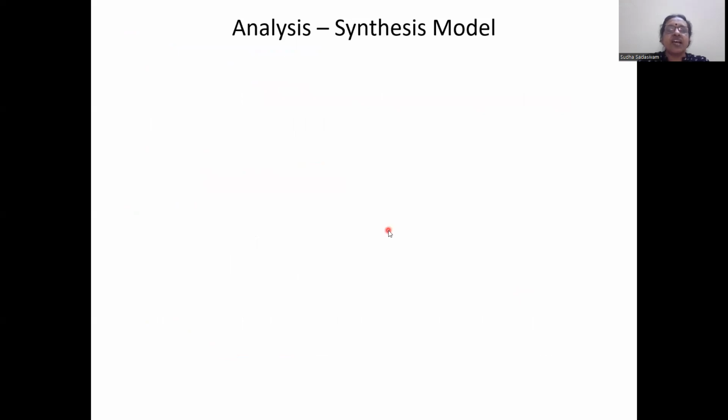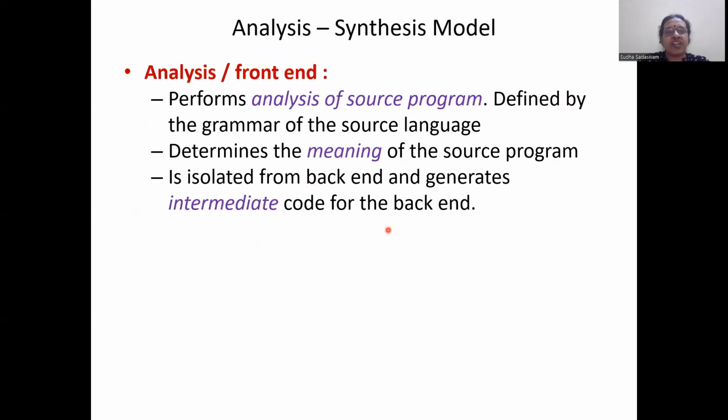So we will see the analysis synthesis model of the compiler. The first phase is called the analysis phase, or also the front end of the compiler. It performs the analysis of the source program. This analysis is defined by the grammar of the source language. It determines the meaning of the source program, or the semantics of the source program.